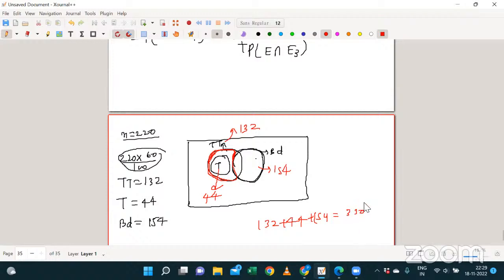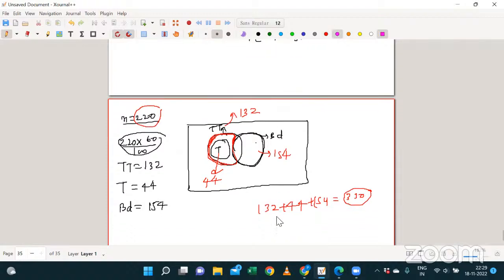But this 330 is greater than 220. That means we are counting something twice. It doesn't include the intersection, so we have to subtract the common part once. When you are considering table tennis and badminton, you are counting the things twice, right? So it will be 110. Correct? Yes, sir. Okay, 110 is there. Now, what is this 110?